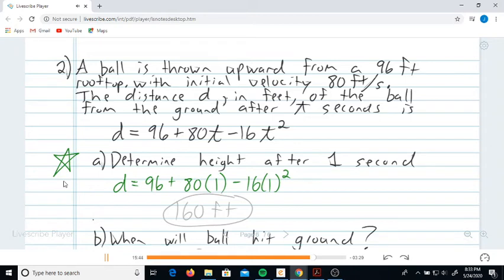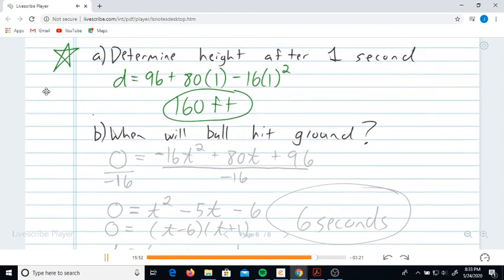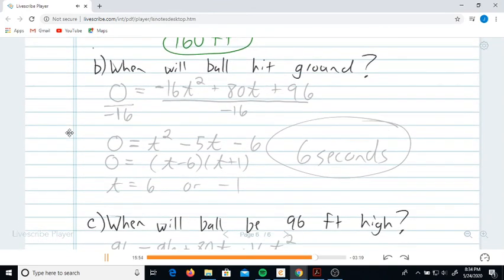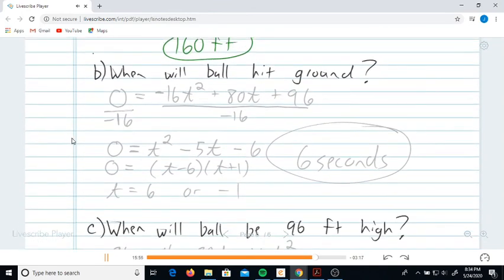So type that in. And we get 116 feet. So after 1 second, or 1 second after launch, our ball is going to be 116 feet above the ground. The next question is, when will the ball hit the ground?